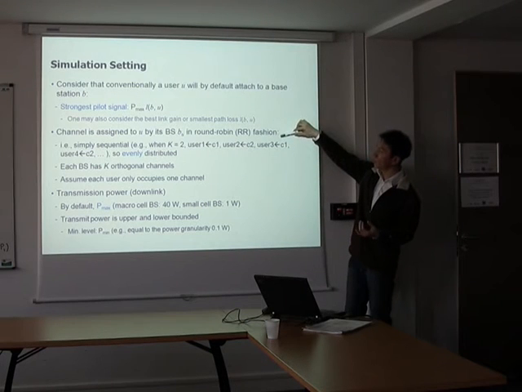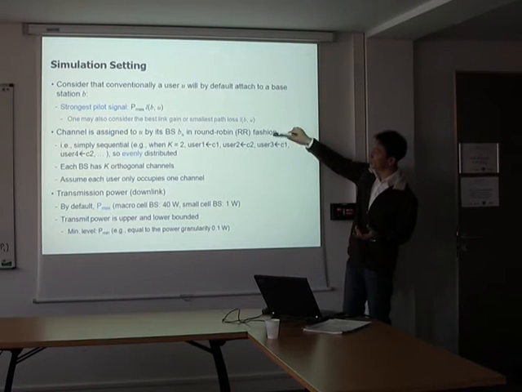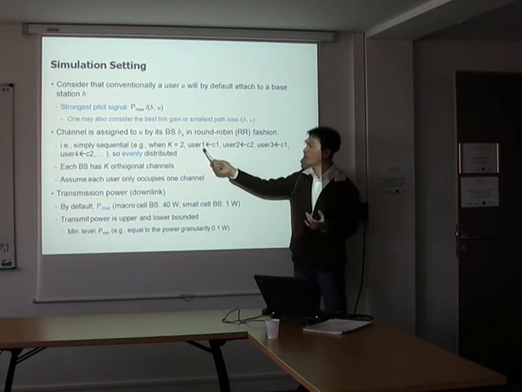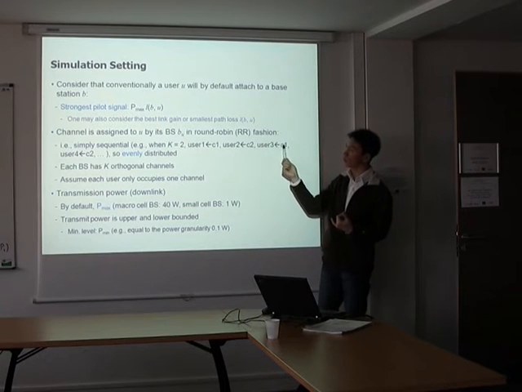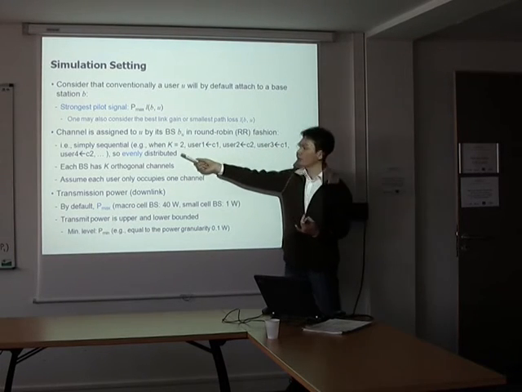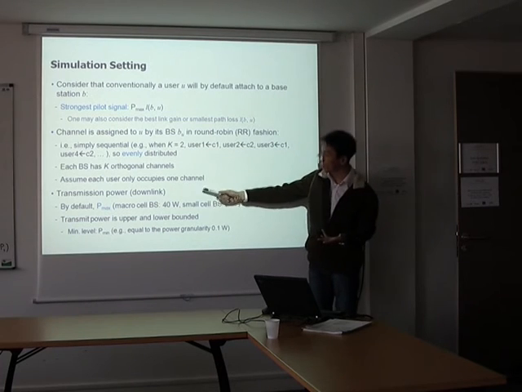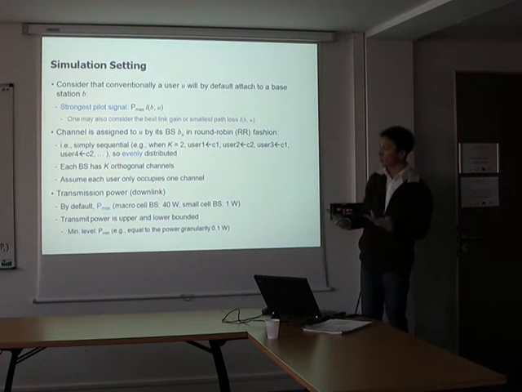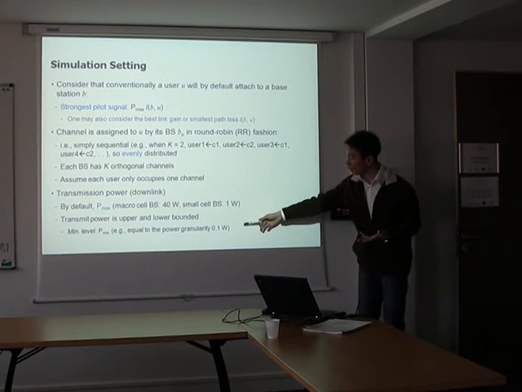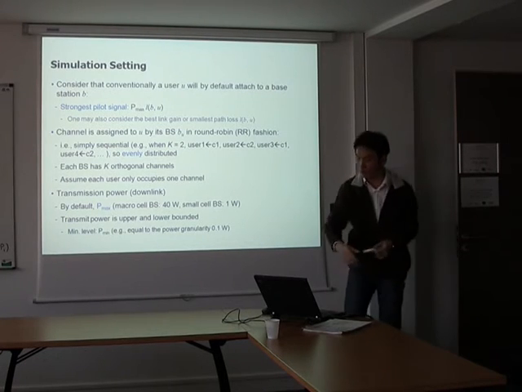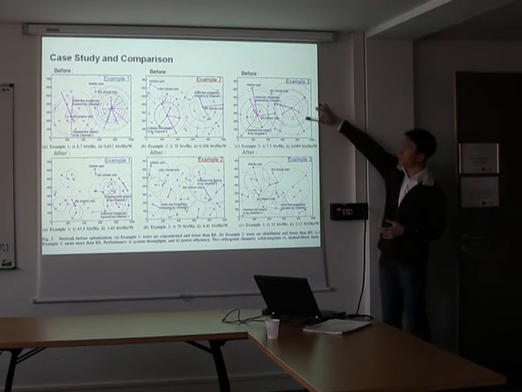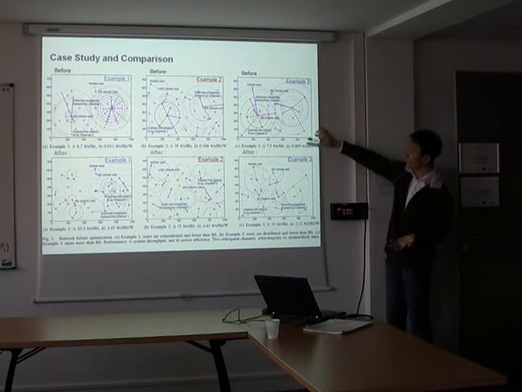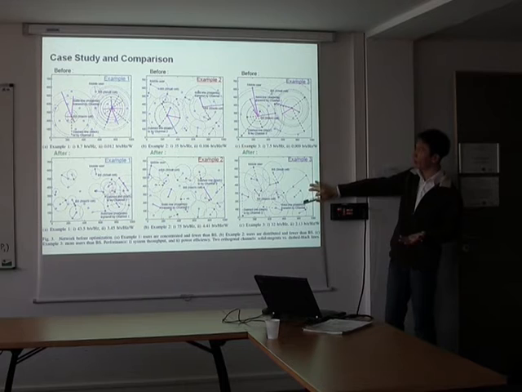In terms of channel assignment, if a base station has, let's say, two channels and multiple users, user 1 takes channel 1, user 2 takes channel 2, user 3 takes channel 1, just round robin to make it even. And the power just uses the maximum in order to make it as strong as possible. And you have a minimum power constraint, like 0.1 watt. This is the initial state, given by the heuristic scheme. And this is after optimization by our algorithm.